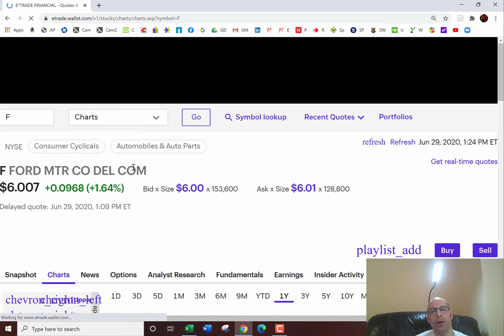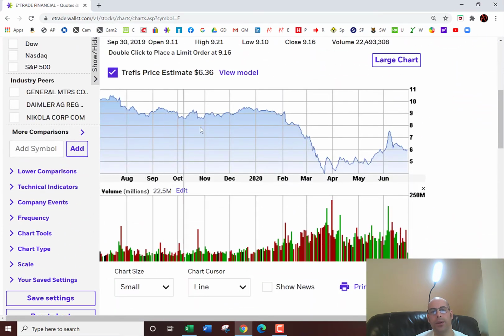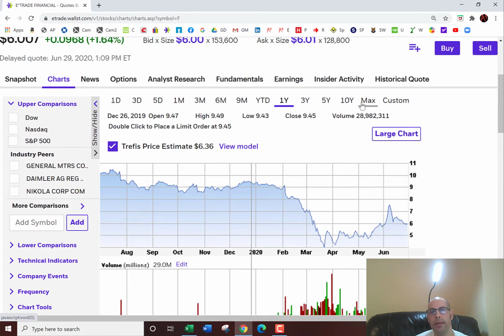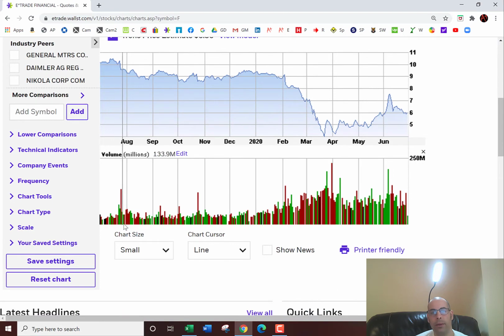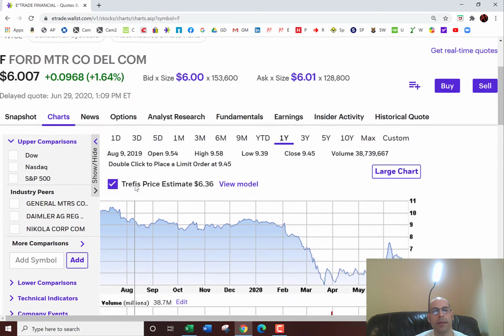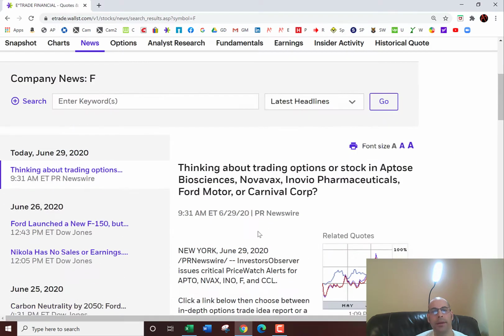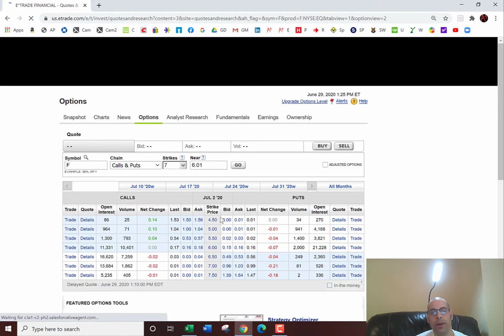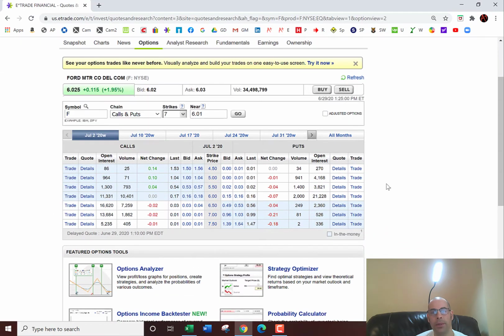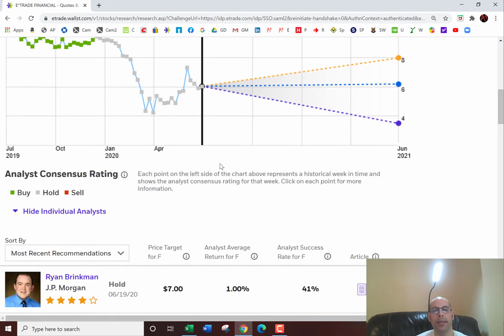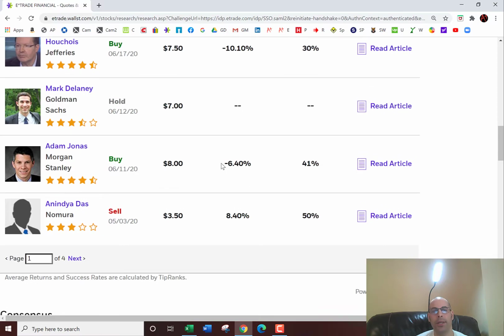We could also look at the charts. This shows you the historical stock price, and you could break it down by month, and you could go back many years. You could also look at the trading volume for each day, how many shares of stock sold that day. We could look at the news to read news reports about Ford. We could do options trading. If we wanted to trade leverage, we can buy options. You can look at the analyst research. These are what analysts or bankers say about the company, and this is their predictions.